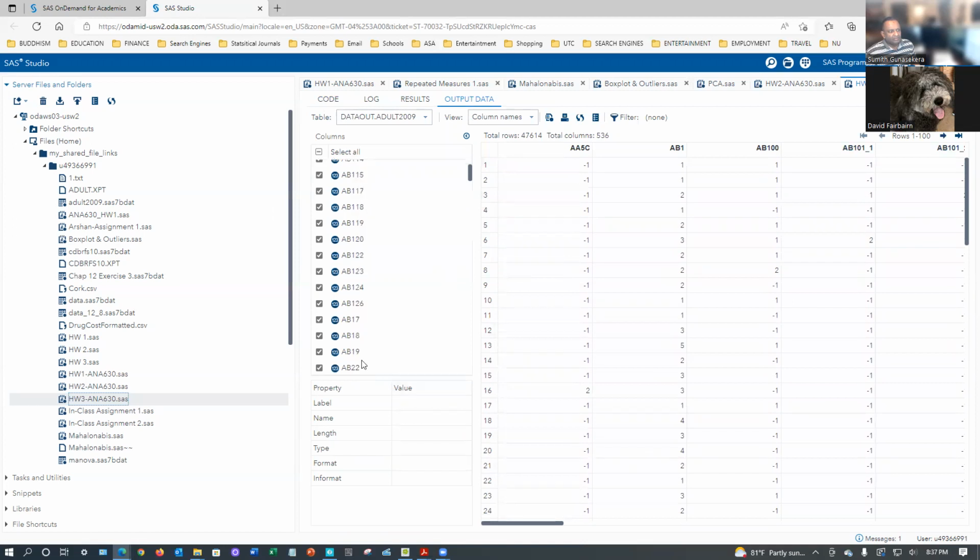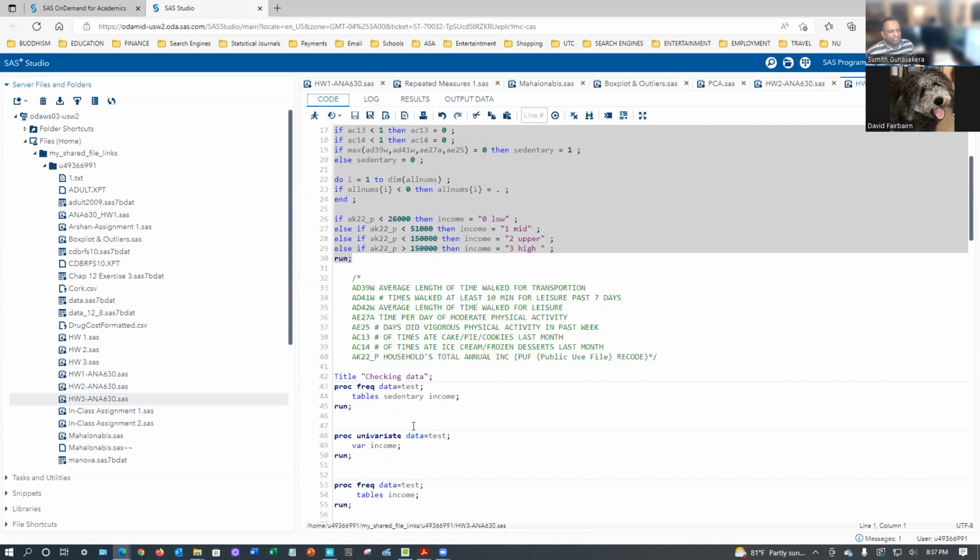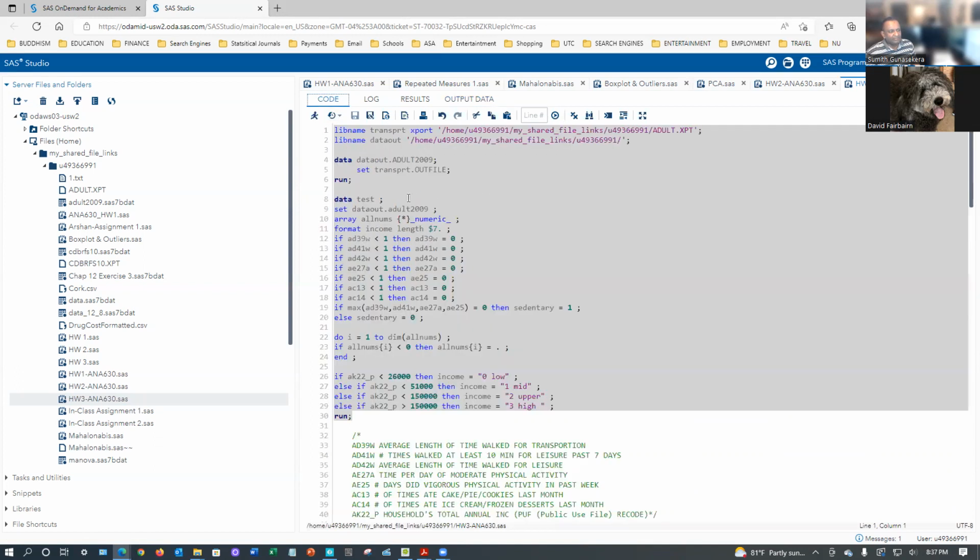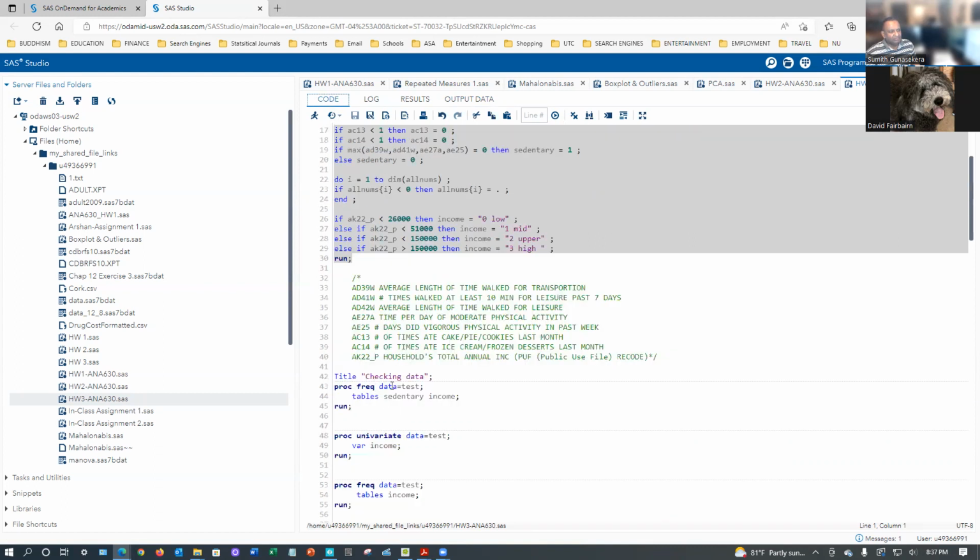So if you go, you can see that we added the new variables. This variable should be there. Then the income variable, you can check. I called that one test my new data set. At the very beginning, it was called adult 2009. See, data out, it's in this folder, in this library. Then I'm going to go ahead and check that one.